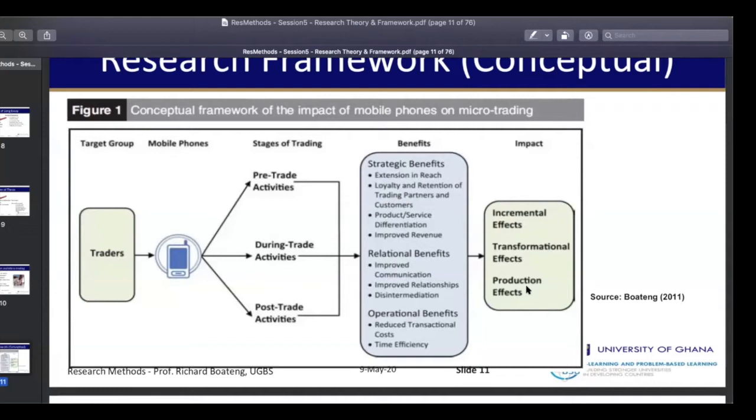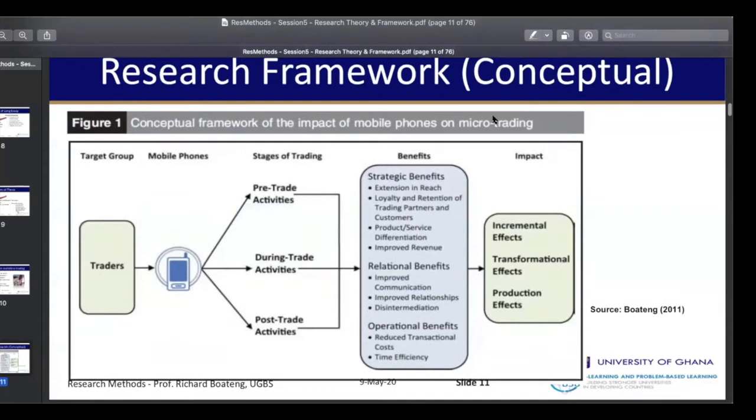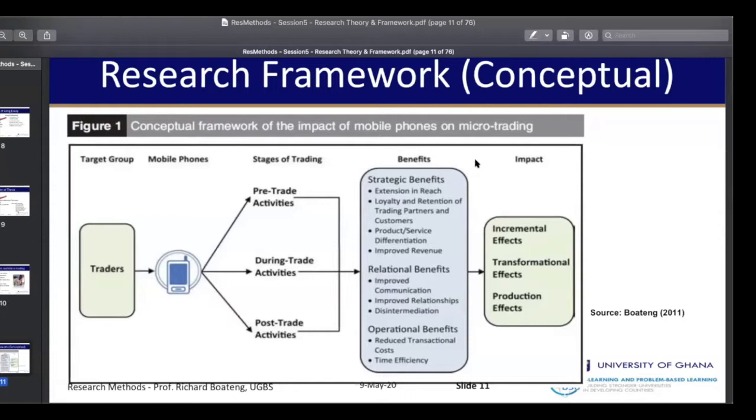But listen carefully, look at what I've written here: conceptual framework of the impact of mobile phones on microtrading. It is called a conceptual framework because it comes from a conceptualization from different theories and different discussions in the literature that the person has put together. When he went into the literature, he didn't find one particular theory that can explain everything. So he ended up drawing from different aspects of the literature to come up with this particular framework. He's now saying that this is my conceptualization of how mobile phones impact micro trading.